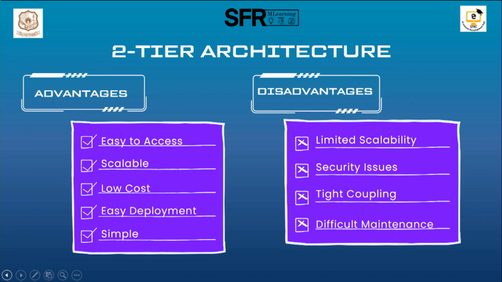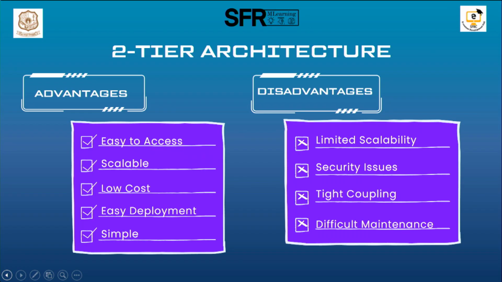While talking about the disadvantages, there are 4 disadvantages. The first one is limited scalability. As the number of users increases, the system performance can slow down because the server gets overloaded with too many requests. Then security issues. Clients connect directly to the database, which can make the system more vulnerable to attacks or data leaks.